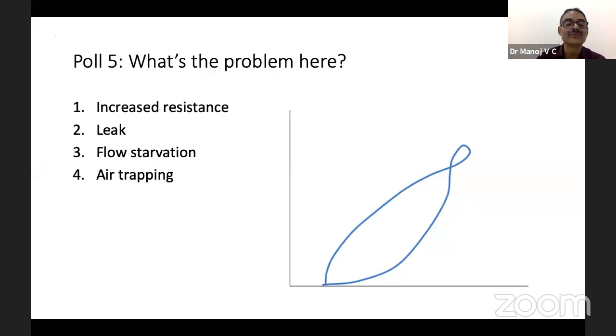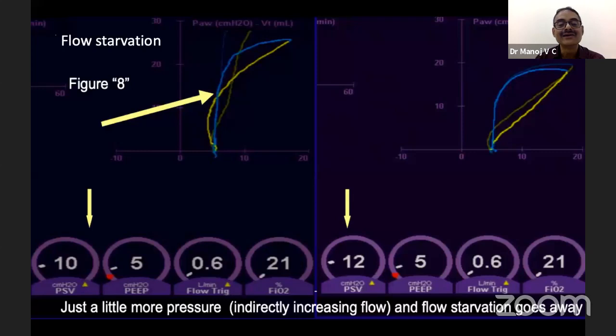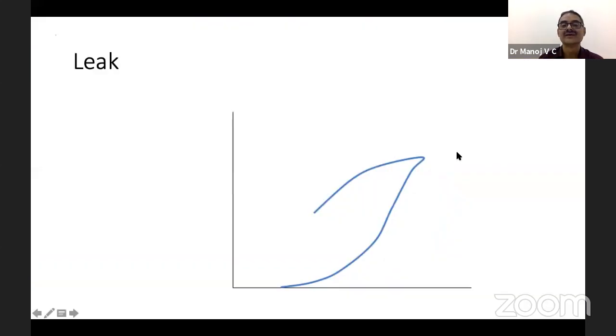So this is probably a flow starvation tracing, and give a little more flow. Again, I'm sorry, the videos are not working. So give a little more flow, and you will find that the figure of 8 will turn into a proper compliance loop. The next use of a compliance loop or pressure volume loop is to know the leak.